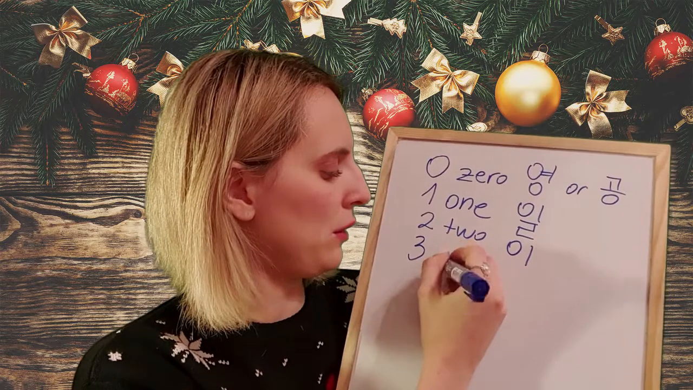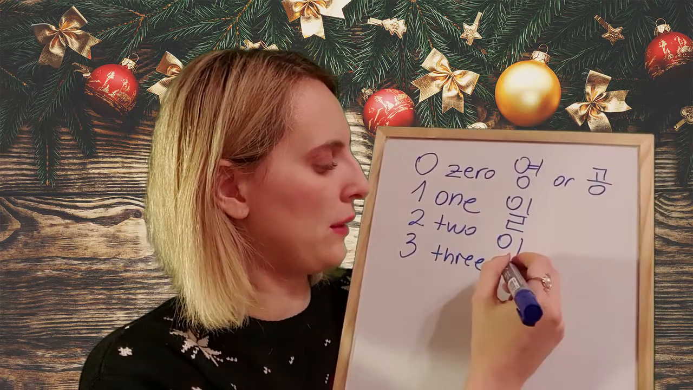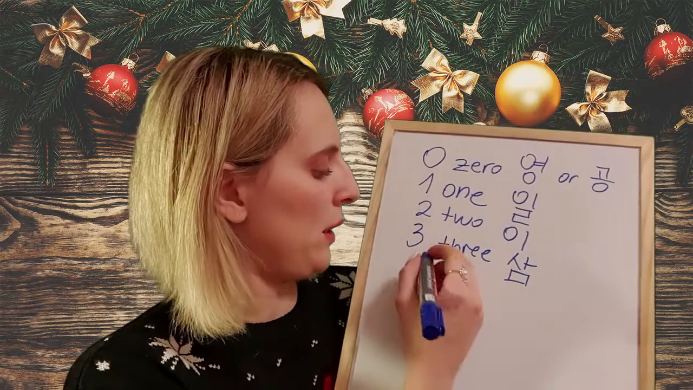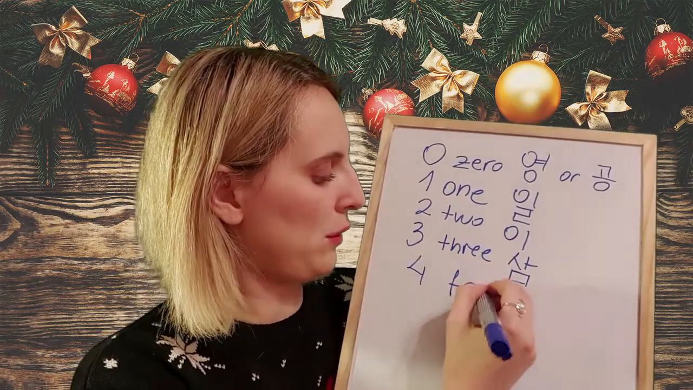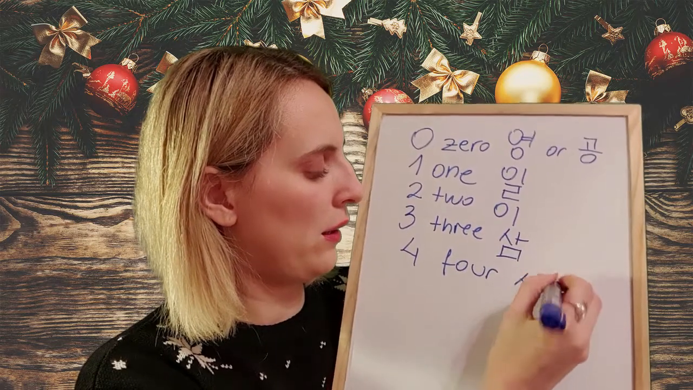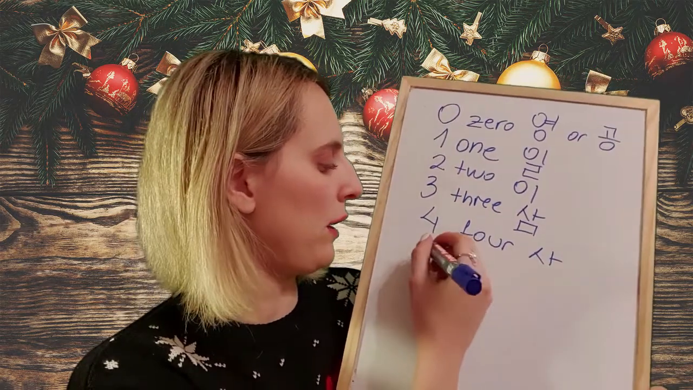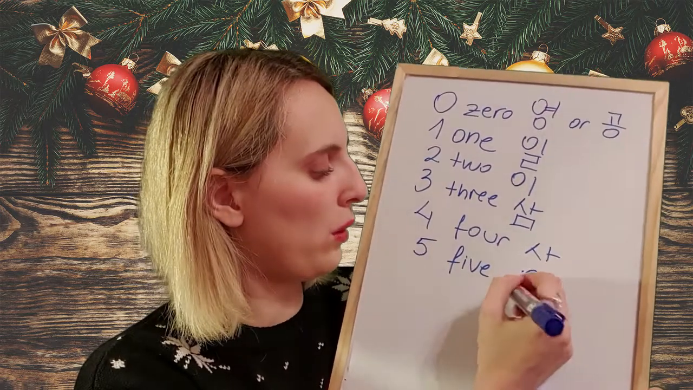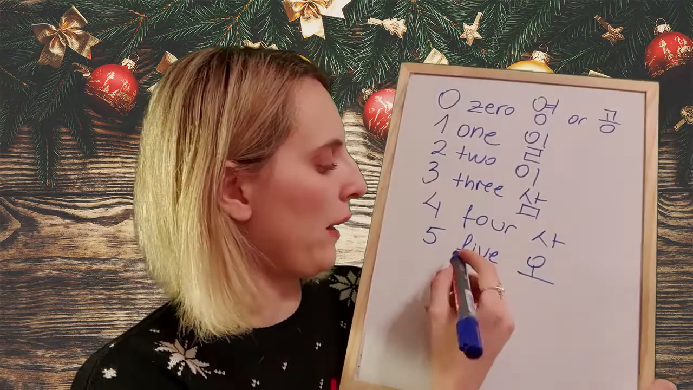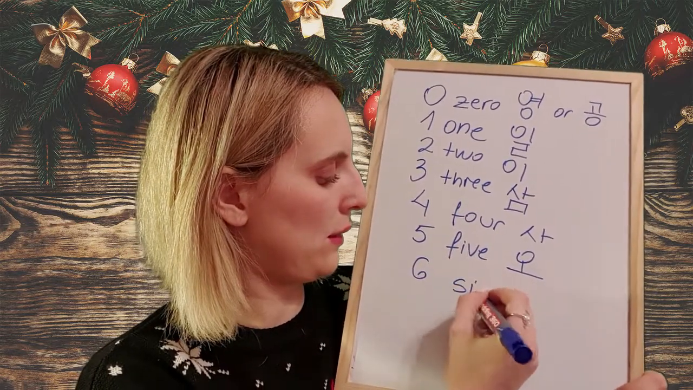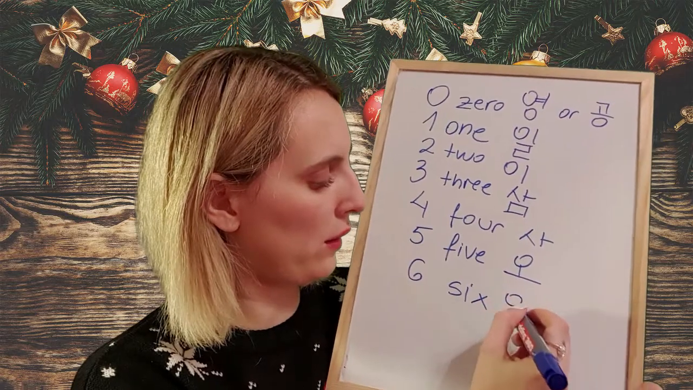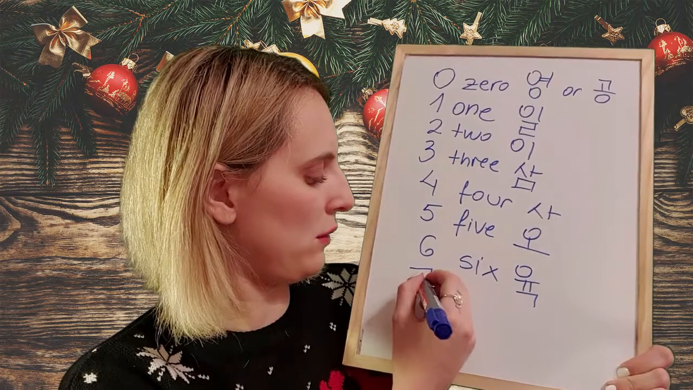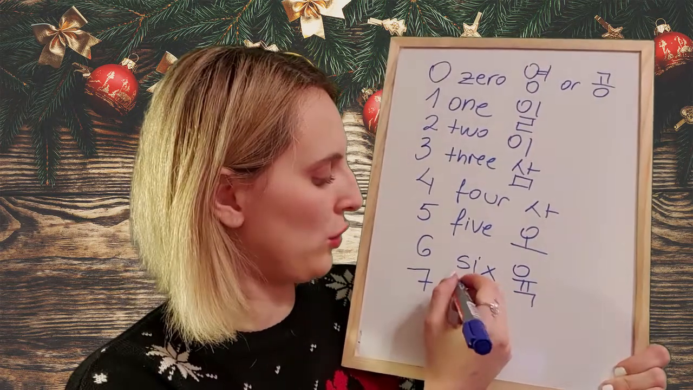So 3 is sam. Then 4 is sa. Then we have 5, which is o. Then we have 6, which is yuk. Then we have 7, which is chil.